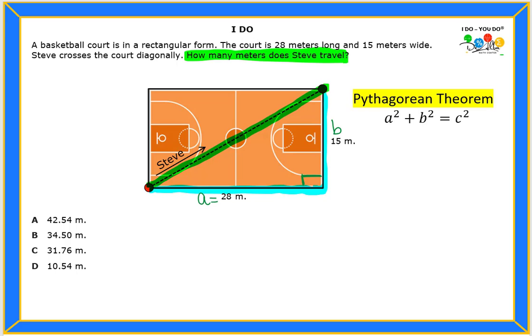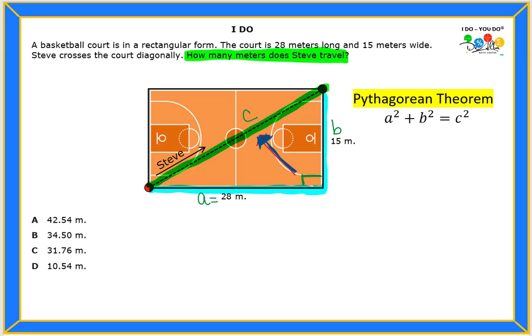And C, of course, is the opposite side, which is across from my right angle. Can you guys see that? Let me change the color. This is my right angle, and if I look across, I do see my diagonal. That is my hypotenuse, so I write C for that one.